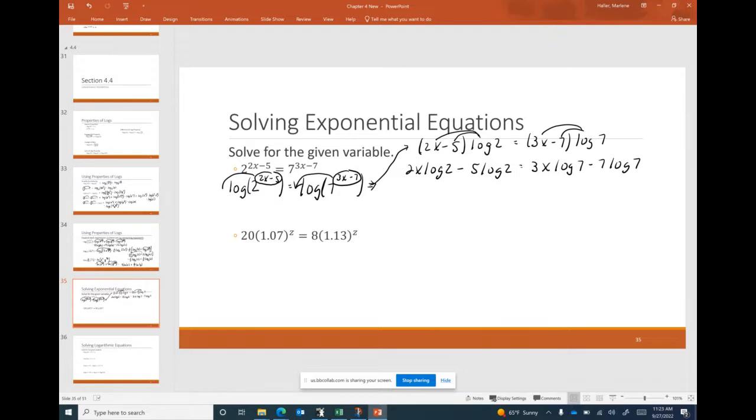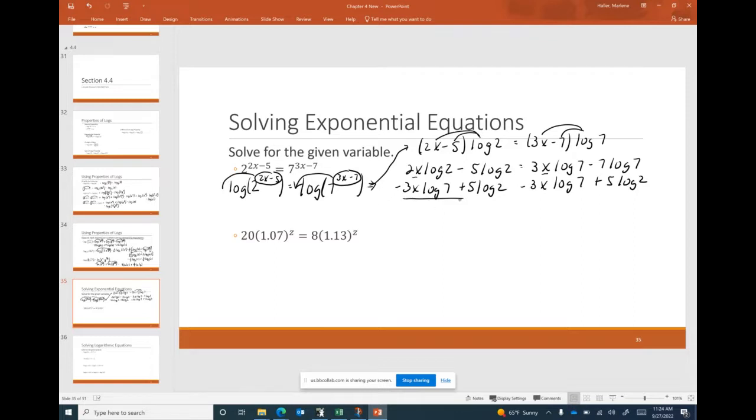Okay, now x is what I'm solving for, so I'm going to need to get those x terms on the same side of the equation. I think I'll move to the left. So let me then subtract this 3x log 7 from both sides. And this 5 log 2, that negative 5 log 2, that doesn't have an x in it. So let me move that over there with the other logarithm that doesn't have a variable. So let me go ahead and add 5 log 2 to both sides.